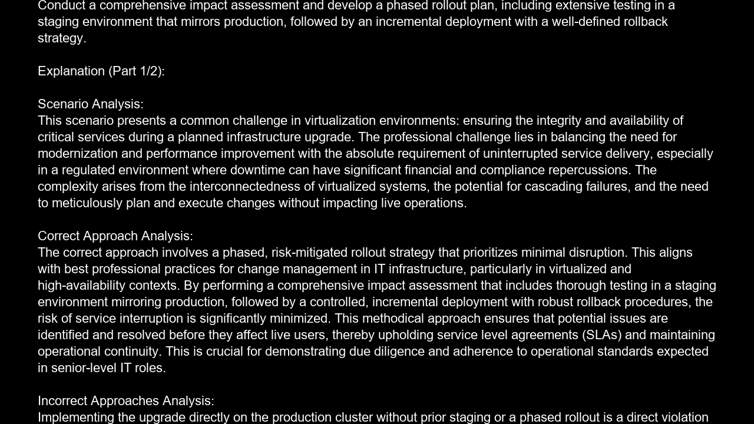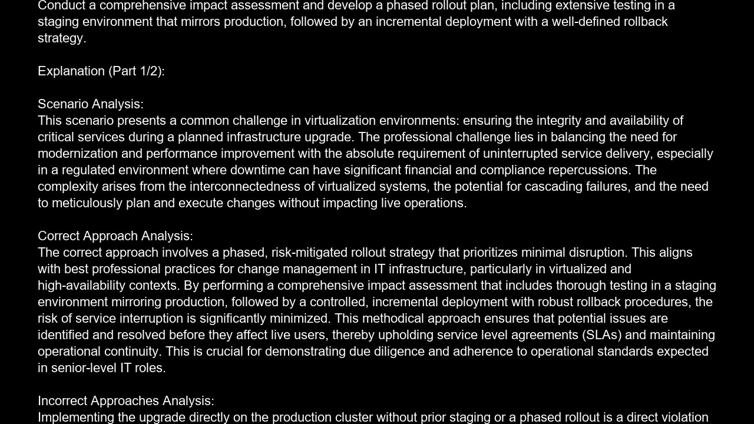Correct approach analysis. The correct approach involves a phased, risk-mitigated rollout strategy that prioritizes minimal disruption. This aligns with best professional practices for change management in IT infrastructure, particularly in virtualized and high-availability contexts. By performing a comprehensive impact assessment that includes thorough testing in a staging environment mirroring production, followed by a controlled, incremental deployment with robust rollback procedures, the risk of service interruption is significantly minimized.